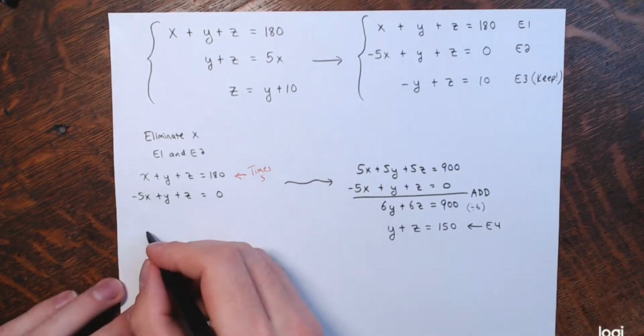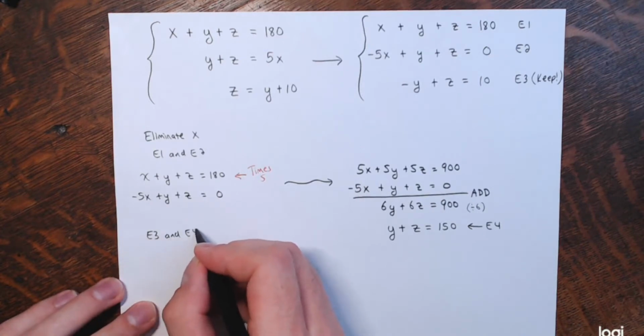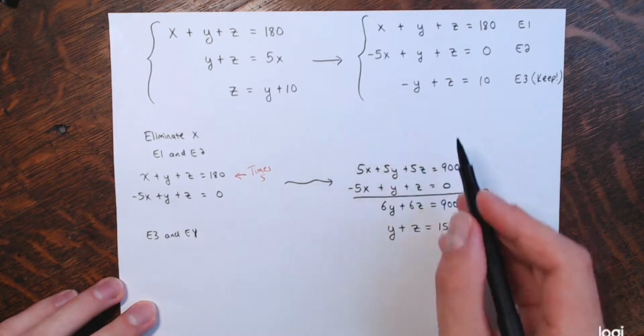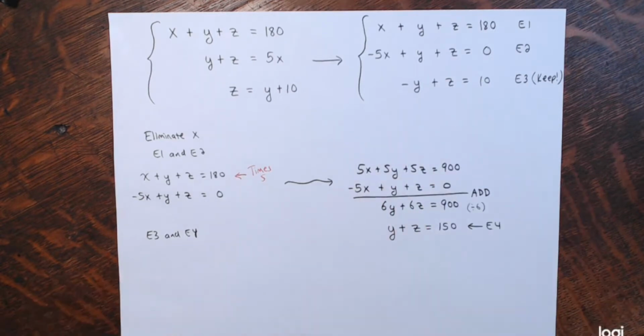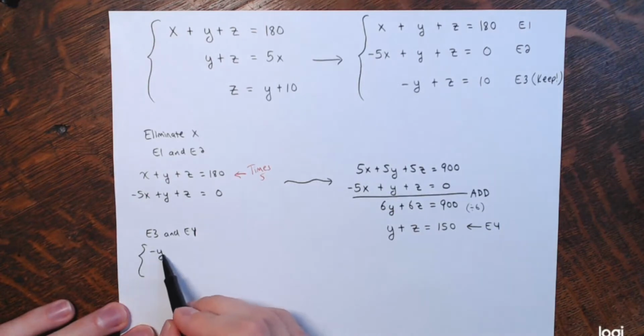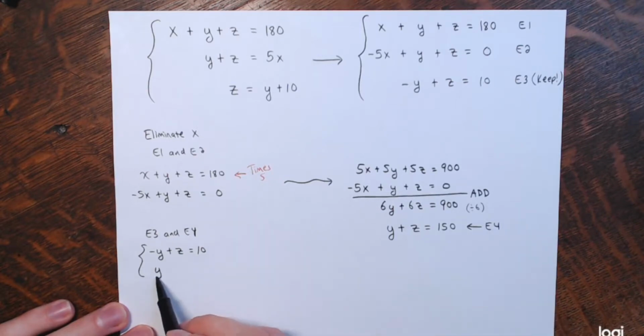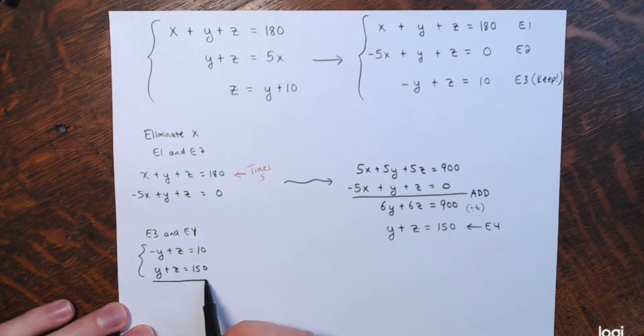Alright, then if you look at equation 3 and equation 4, they form a system with two equations and two variables, y and z. So negative y plus z equals 10, equation 3, and y plus z equals 150, equation 4. I'm going to solve this system for y and z and go back and find x.